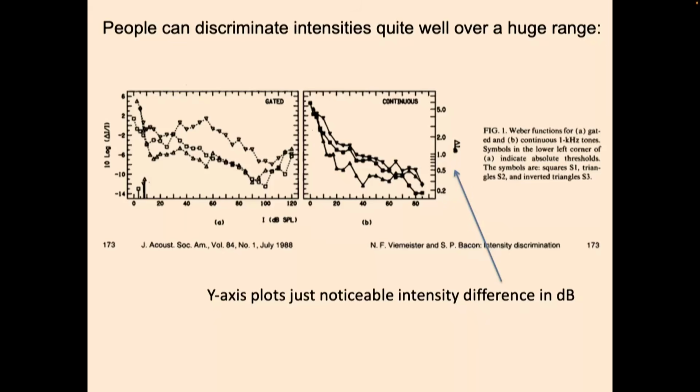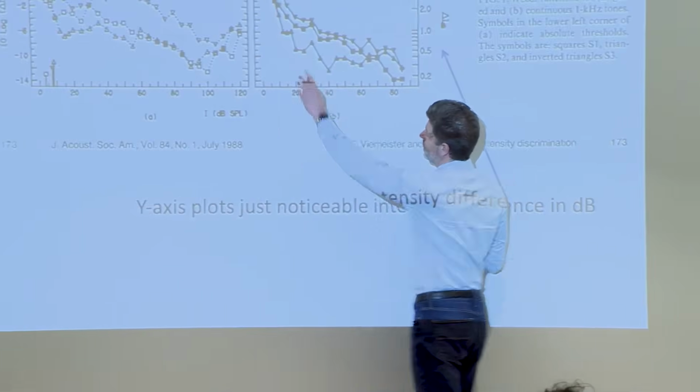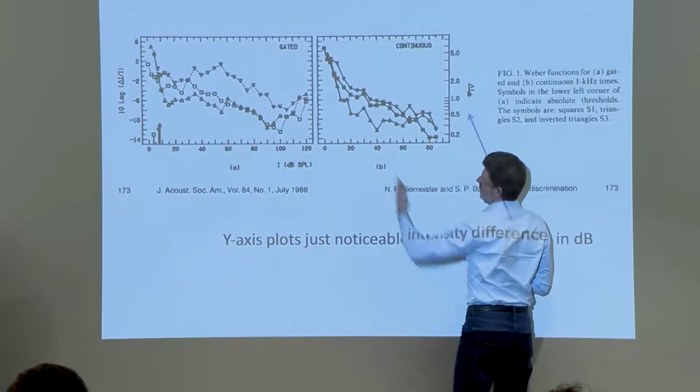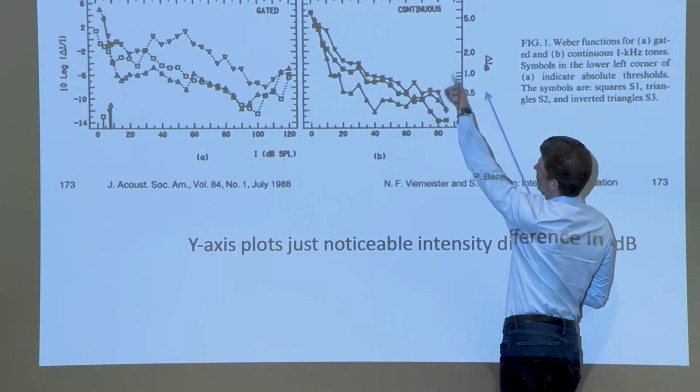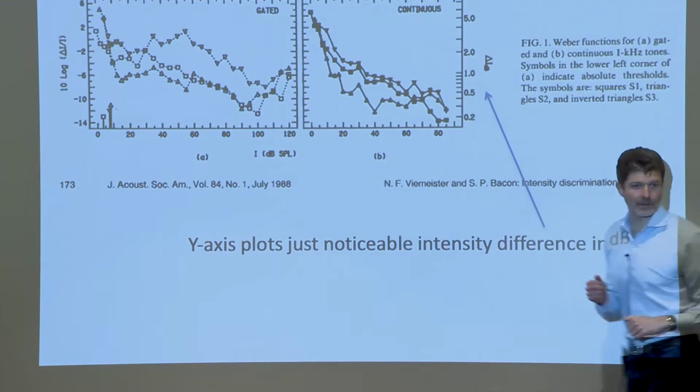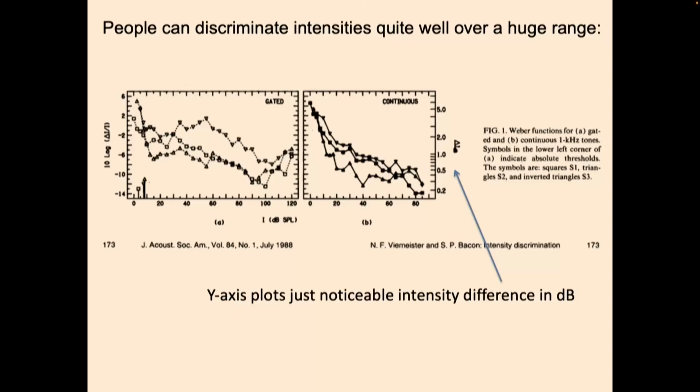Okay? So when you get down to these really low stimulus intensities, the thresholds are not so good. But once you're above about 20 dB SPL, all the way up to 85, the thresholds are less than 1 decibel. All right, so this is just a fact about what people can discriminate, right? Intensity resolution is pretty good.